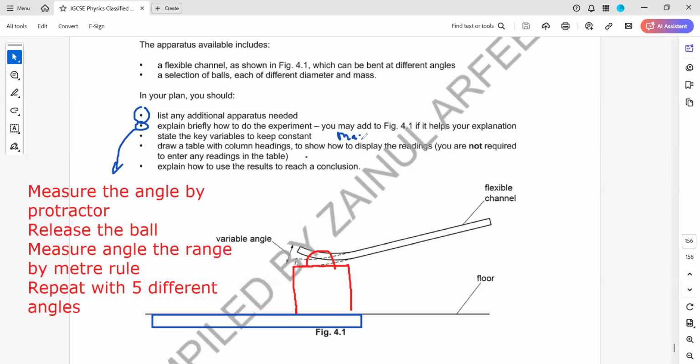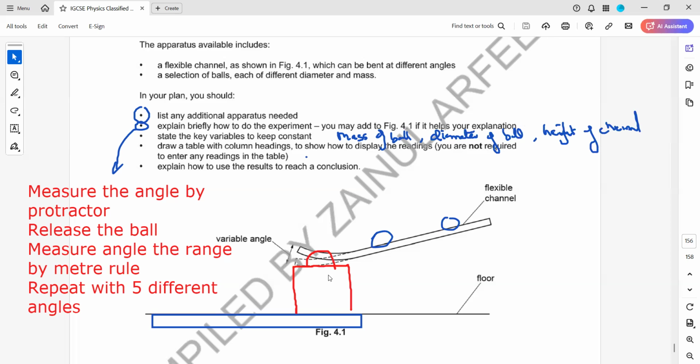So mass, I can say mass of the ball, but don't only say mass. You should specify the diameter of the sphere or ball, the height of the channel above the ground, the position on the channel where we release this ball. Like if in one experiment I release from here, and in another I release from here, definitely it will affect the range. So I should release them from the same point.